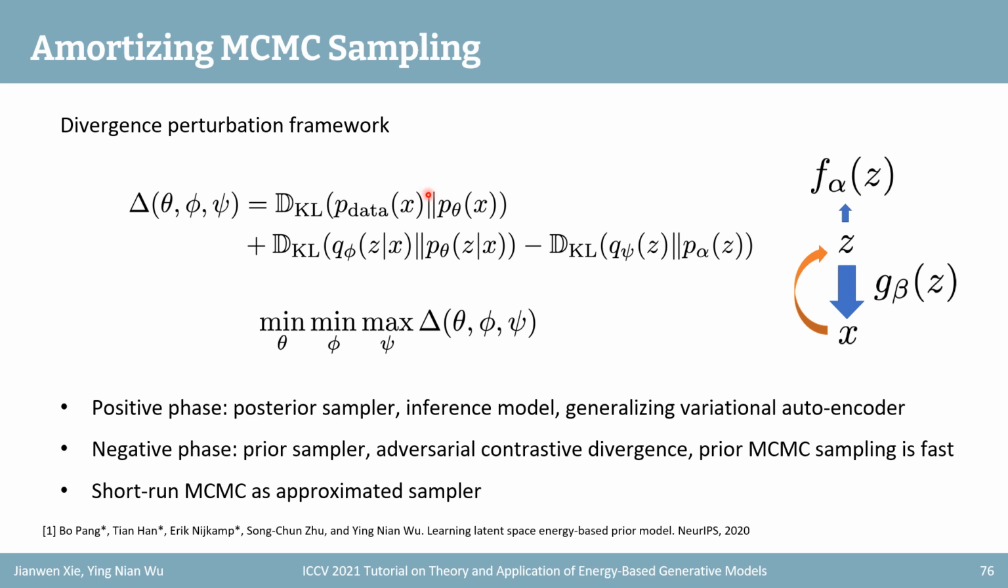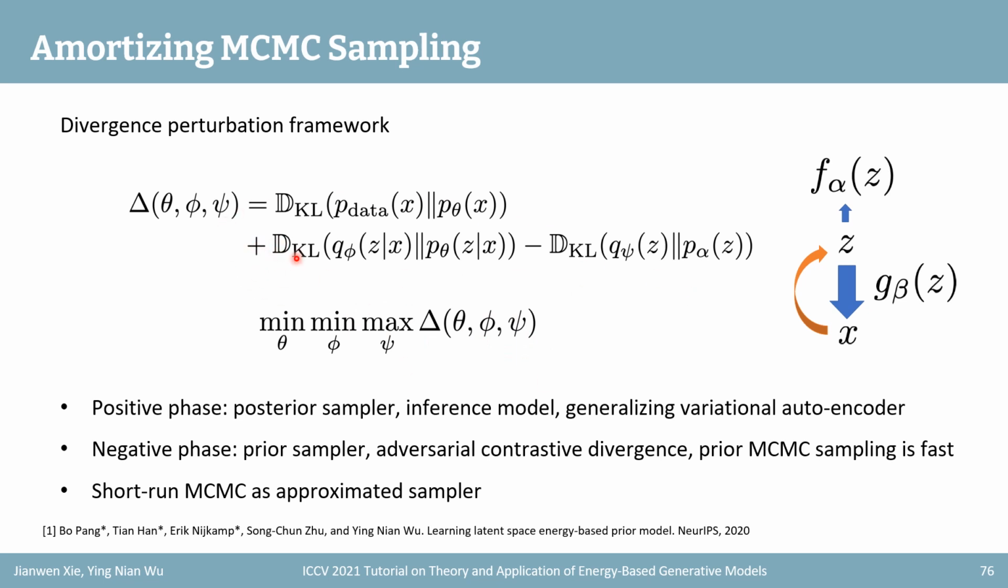And in fact, the variational autoencoder can still be applied to this latent space energy-based model. You only need to incorporate this energy function, the negative energy function. So this arrow indicates that the conditional distribution of Z given X can be approximated by an inference model. And similarly, the sampling of the prior distribution can also be approximated by a model, for example, a flow-based model, if you want. And then you can train both the original model and the approximate samplers by this objective function in the form of a divergence triangle.